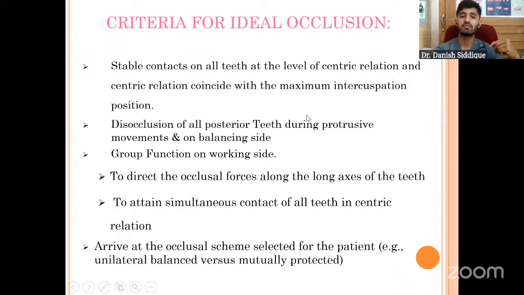And the best ideal occlusion will be when the anterior teeth in protrusion bring about disocclusion of the posterior teeth, or based on the patient's oral cavity, a group function, which is best in case of older patients, has to be restored. And you have to make sure, like I've told, that ideally the forces are directed along the long axis. That is called vertical loading, which is most commonly seen in canine guided occlusion.